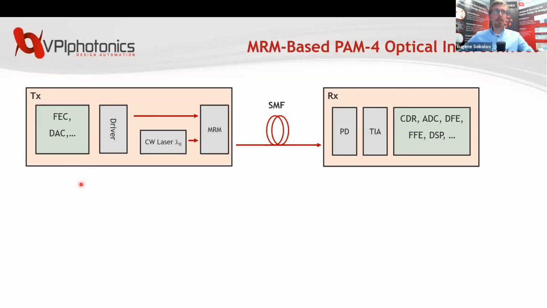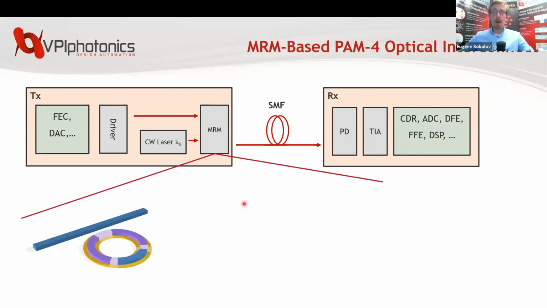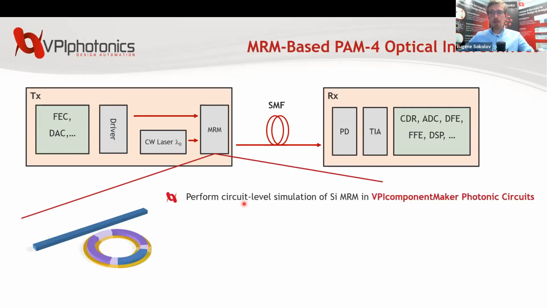Here we have some signal encoding and bit mapping, and then the electrical driver is fed to the micro-ring modulator integrated with the CW laser. Further, we use single mode fiber to transmit the signal, and it is received and processed on the receiver side. This is something we would like to simulate. However, we want to pay specific attention to the modeling of the micro-ring modulator. And to be a little more specific, we want to perform a circuit level simulation.